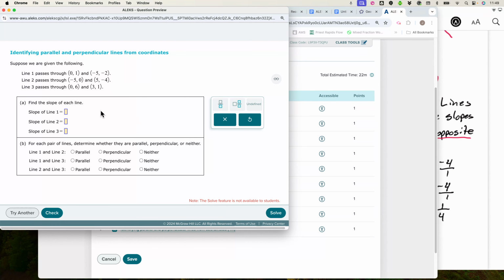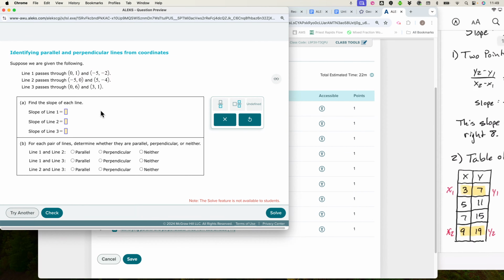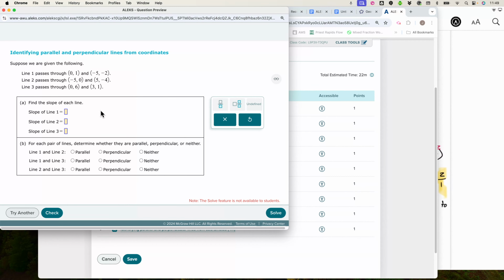Okay, so this goes back to the idea that we had in the past that slope is a change in y over change in x. And so what we're going to do with each of these is use the fact that the slope formula is y2 minus y1 over x2 minus x1, and we're going to find the slope of each of these lines.